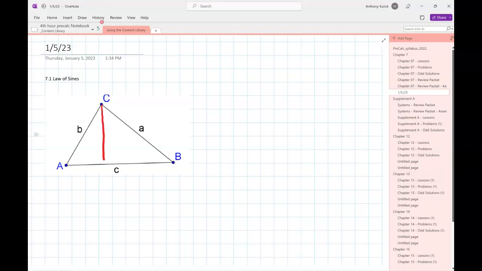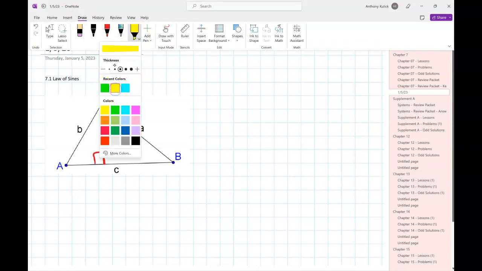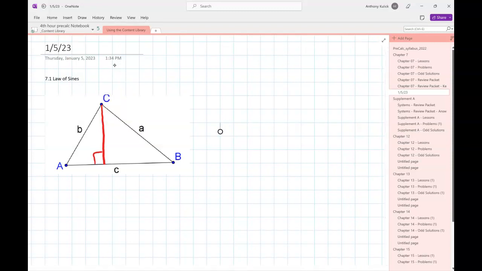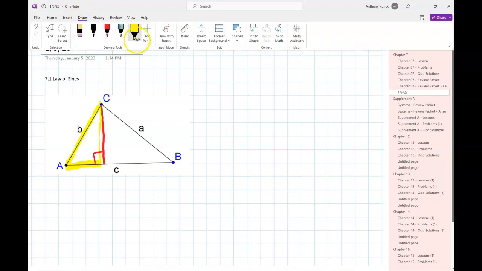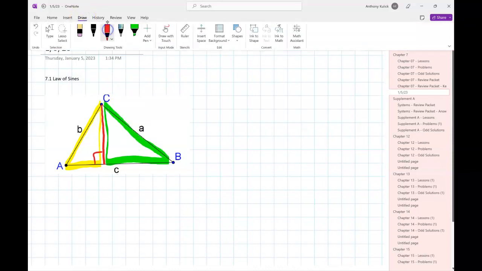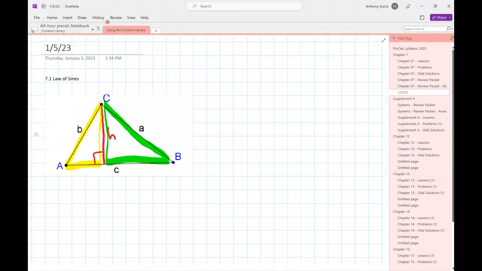Well, I'm going to pick one of the vertices and drop an altitude. So remember, an altitude is a segment inside of a triangle that starts at one vertex and is perpendicular to the opposite side. In doing that, I've created two right triangles. This one here in yellow, and this one here in green. I'm going to label that altitude's length as h.